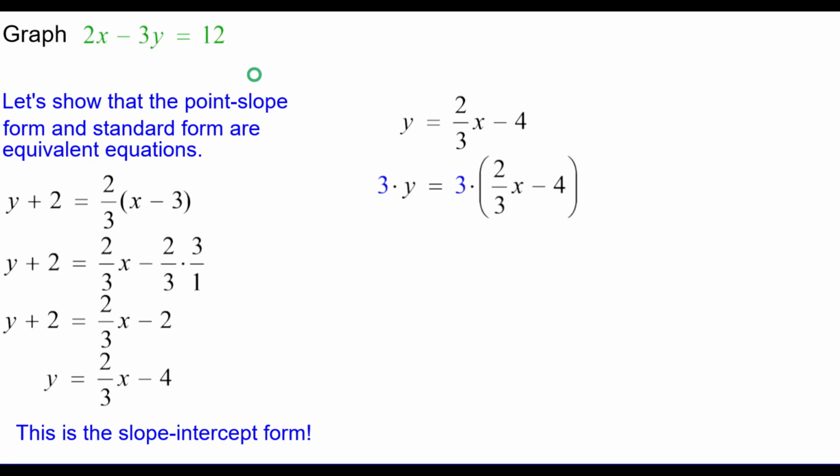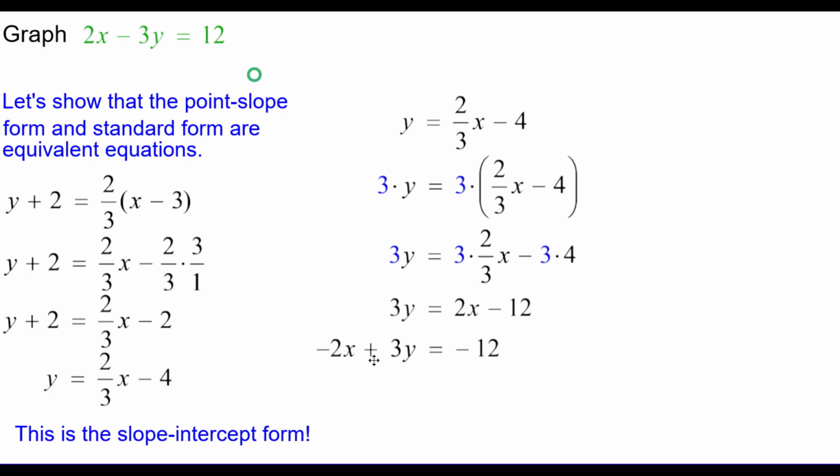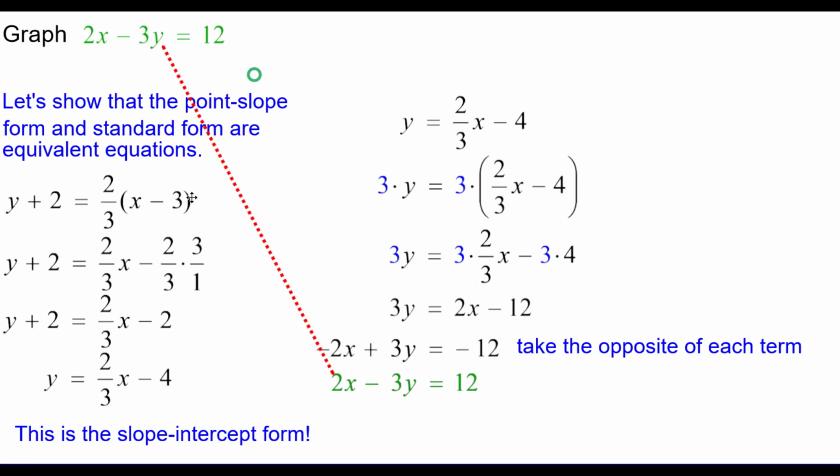Next thing, I'm going to multiply each term by 3, or each side by 3. 3 times y is 3y. I'll distribute this 3 here on the right side. And we're going to be left with 3y equals 2x minus 12. Subtracting 2x from each side, we'll get this equation. And this, we can take the opposite of each term and get 2x minus 3y equals 12. So we've shown that the point-slope, the slope-intercept, and the standard form are all equivalent equations.